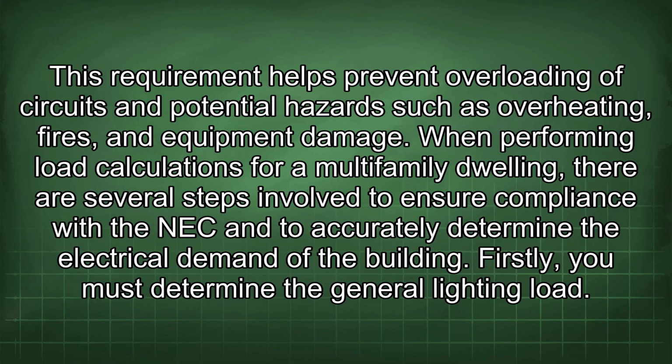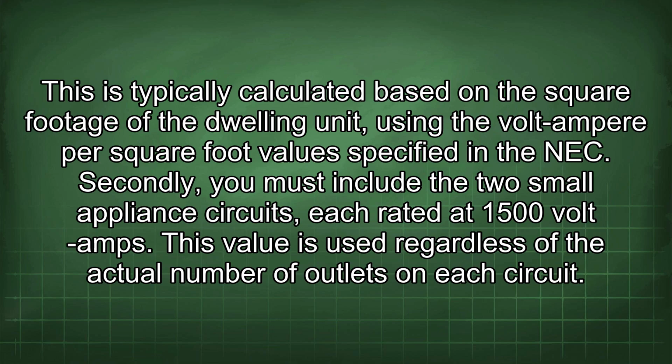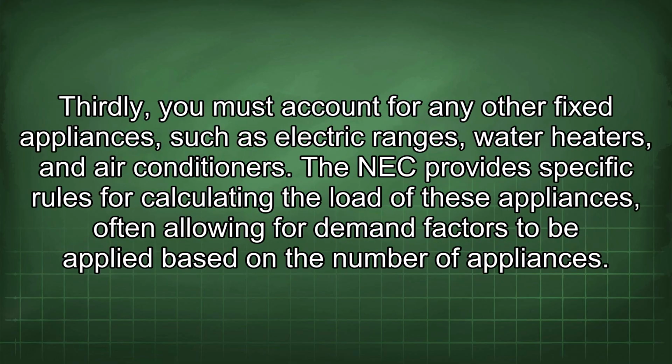Firstly, you must determine the general lighting load. This is typically calculated based on the square footage of the dwelling unit, using the volt-ampere per square foot value specified in the NEC. Secondly, you must include the 2 small appliance circuits, each rated at 1500 volt-amperes. This value is used regardless of the actual number of outlets on each circuit. Thirdly, you must account for any other fixed appliances such as electric ranges, water heaters, and air conditioners. The NEC provides specific rules for calculating the load of these appliances, often allowing for demand factors to be applied based on the number of appliances.